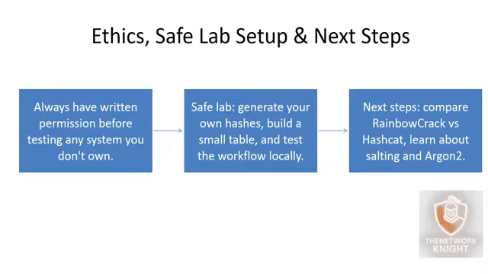And then the next steps: you compare RainbowCrack versus hashcat and learn about salting and Argon2. Those are things you should learn as well, to learn some tools to help you with situations where a rainbow table will not work.